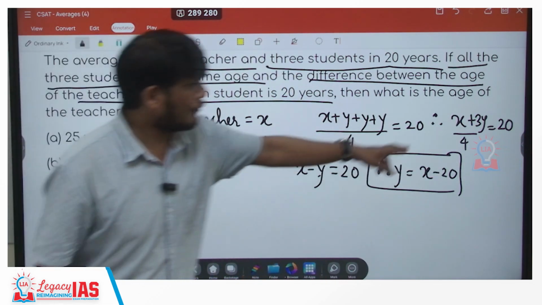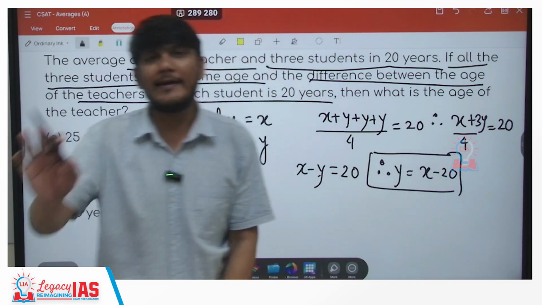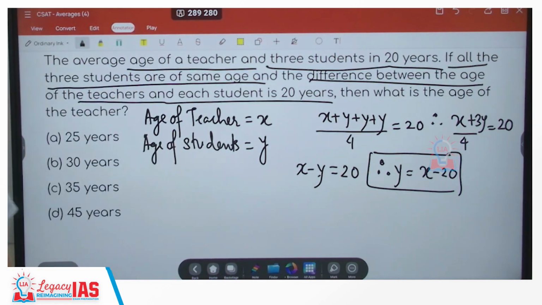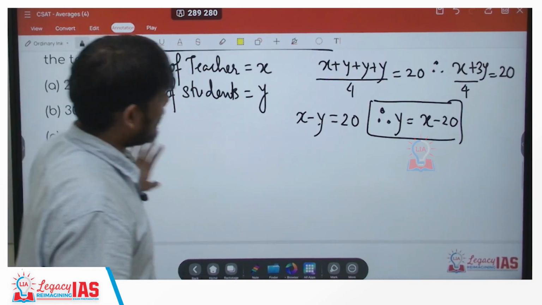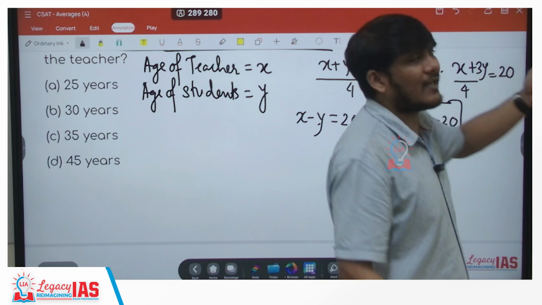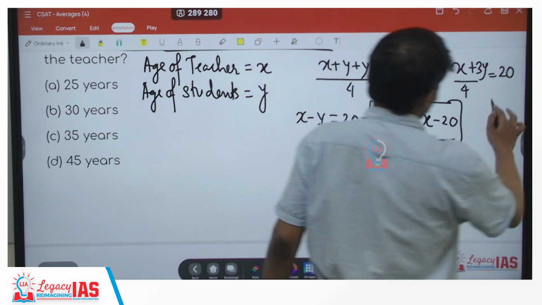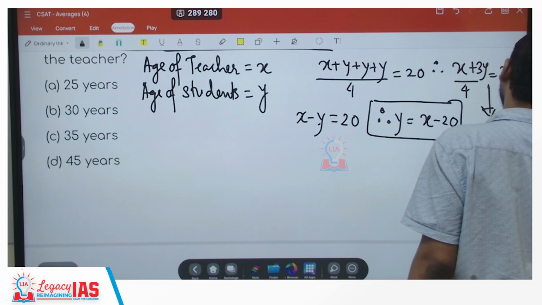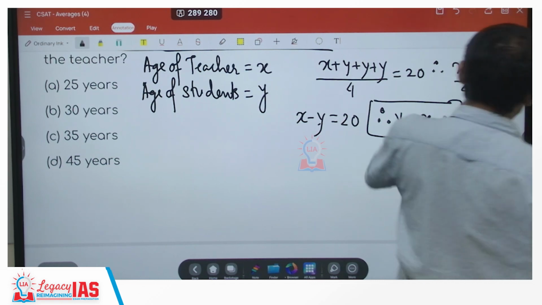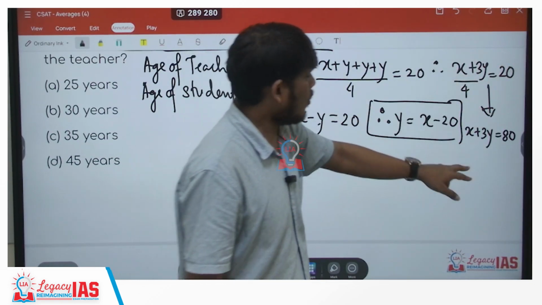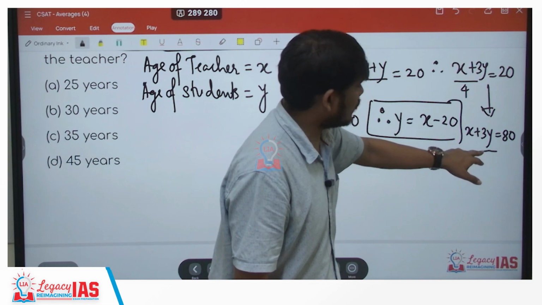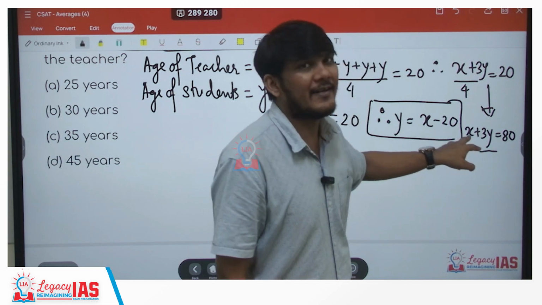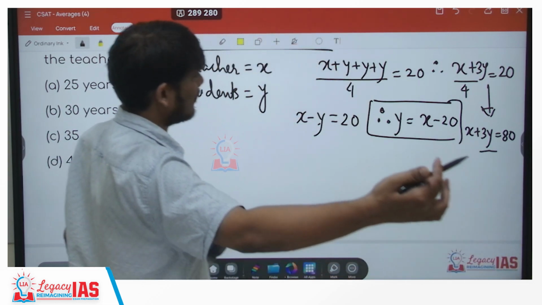Now, you have 2 equations, you have 2 variables, you can solve this equation. How can you solve the equation? You can put the value of Y in this equation and get the answer. This equation, if you simplify, what does it become? X plus 3Y equals 80. This is the equation, correct? Now, here, instead of Y, we can put X minus 20 and let's see what answer we get.